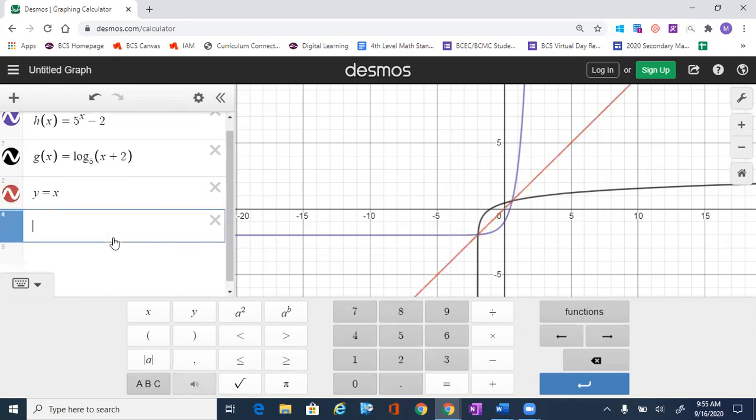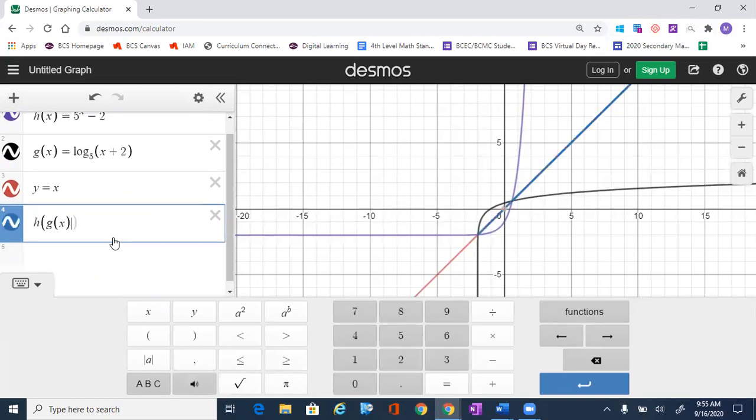And once again, we can do a composition of functions just to verify. So we can say h of g of x. Okay? And notice that that y equals x line glows, and that verifies for us that they are in fact inverses.